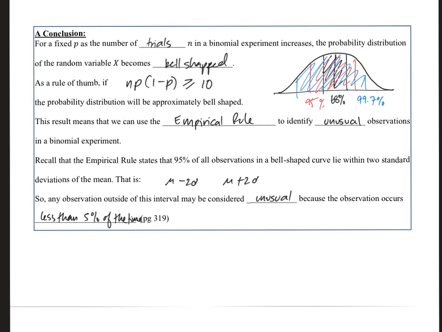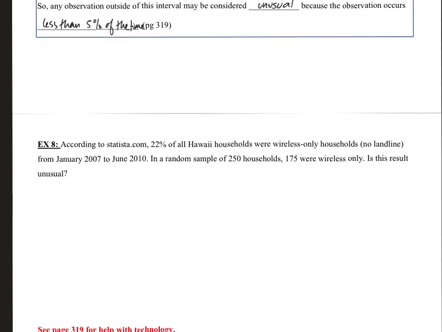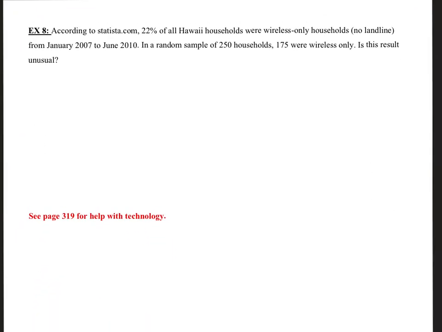How do we know it occurs less than 5% of the time? Well, we're looking at 95%, and 100 minus 95 would give us that 5%. So anything that falls outside of the 95% would be less than 5%. Okay, so that's why it's useful to know if we can use the empirical rule, because then we can easily find any unusual observations. So now let's take a look at example 8.